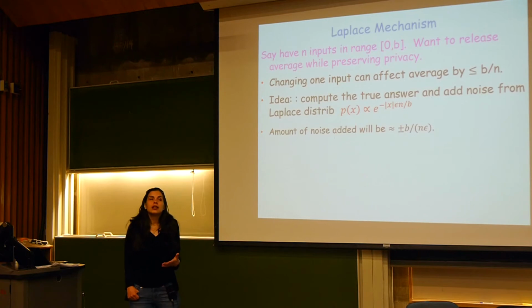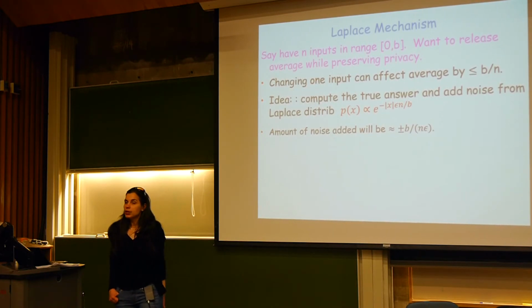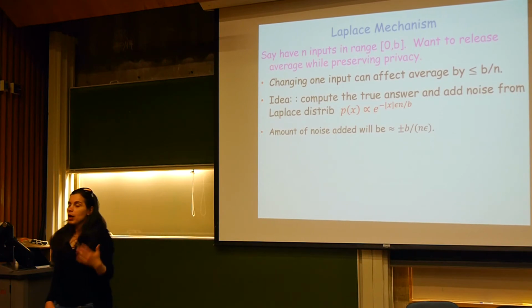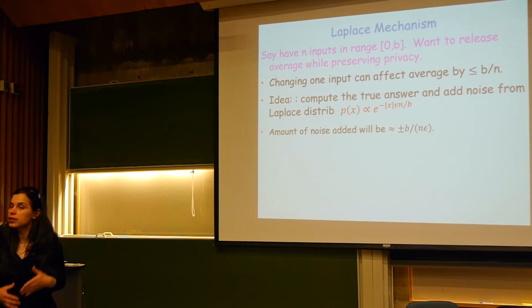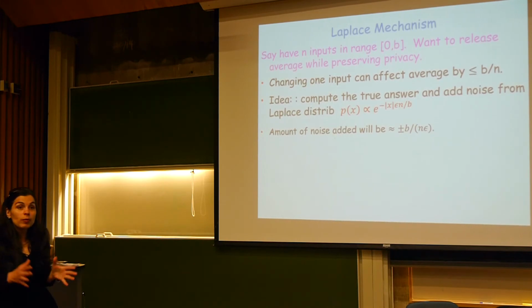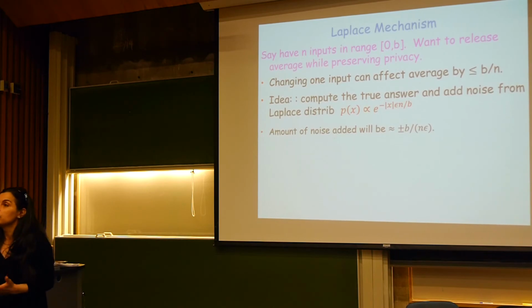And the idea is, I'm going to show it here for computing the average, but it can be generalized to many other problems. Basically, the idea is to add just the right type of noise. So if I want to compute the average, I'm going to first compute the real average, and then add appropriate noise to the answer.